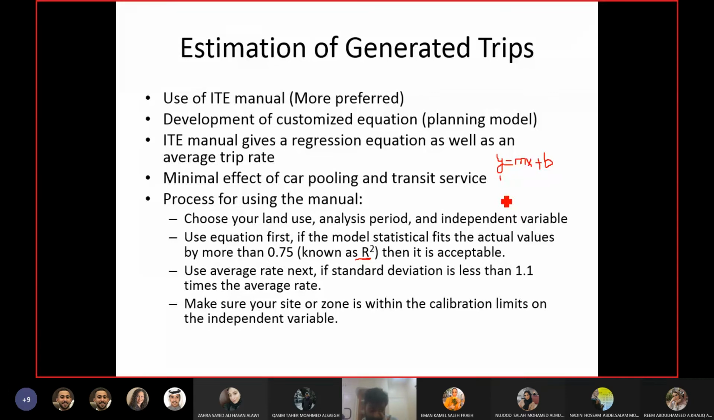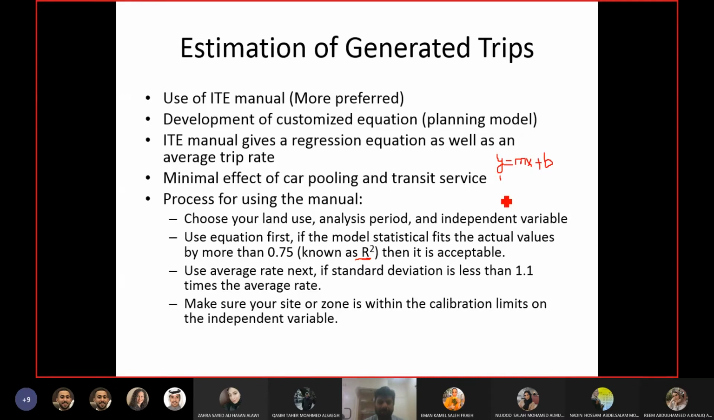Now you don't have to worry about how to calculate the R square value. There are equations to calculate R square value, no problem with that. But in the ITE manual, R square value is given. So with each regression equation, they have given an R square value. Obviously using their own data, when they developed the equation, then we applied it to our data, the US data, and we found that the equation follows the actual data by this much degree, by this much R square.